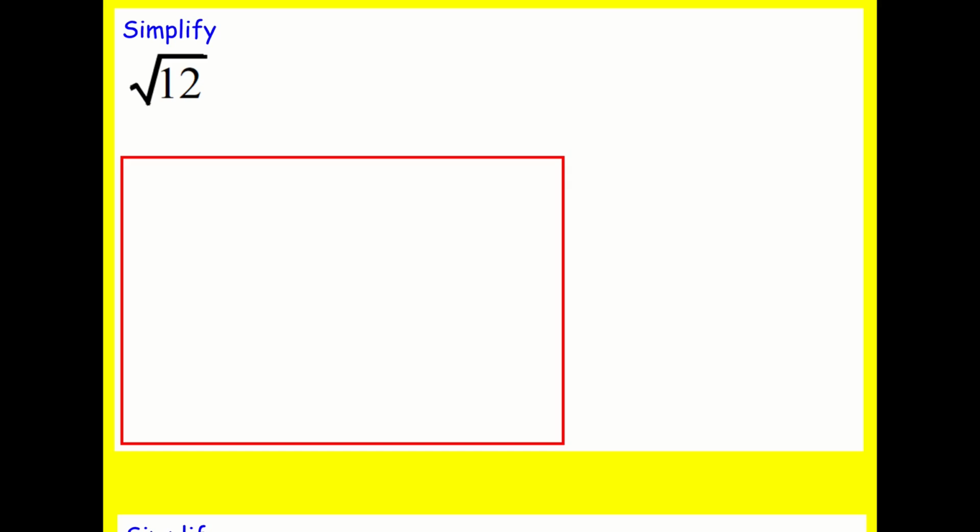The rest of this lesson is basically going to be me reminding you about how to do certain things with surds and then you having a go. Really important that you have a go, otherwise you're just watching me do loads and loads of examples.